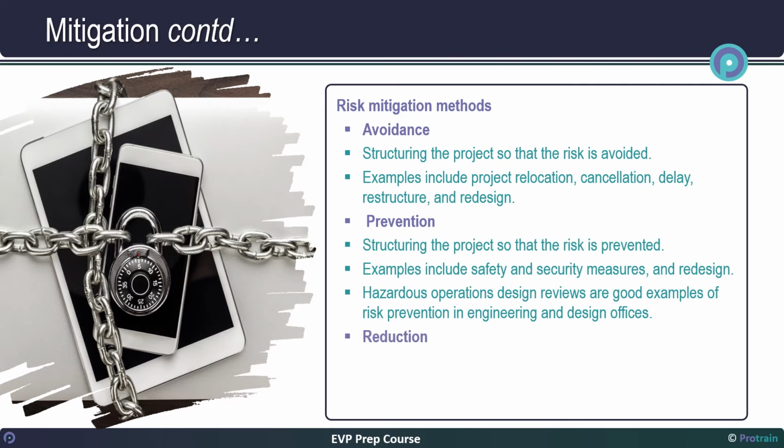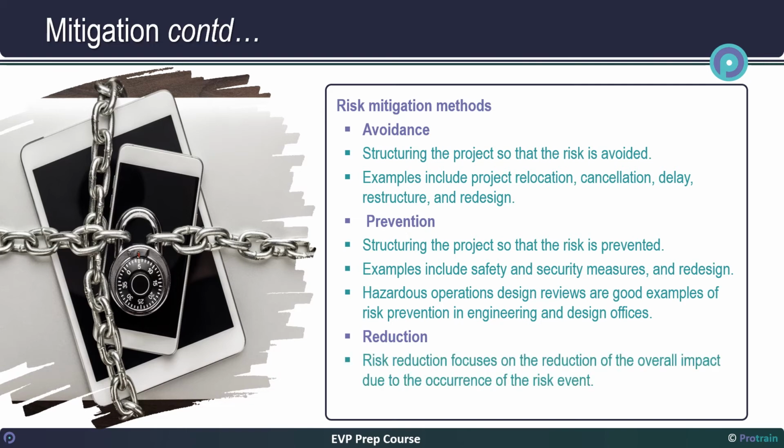Reduction. The risk prevention method focuses on avoiding the occurrence of the risk event. However, risk reduction focuses on reducing the overall impact due to the occurrence of the risk event. In our previous example of storing inflammable material, we may choose to keep the minimum inflammable material at site. By doing so, in the worst eventuality of fire, the damage from fire is reduced. This is an example of risk reduction.